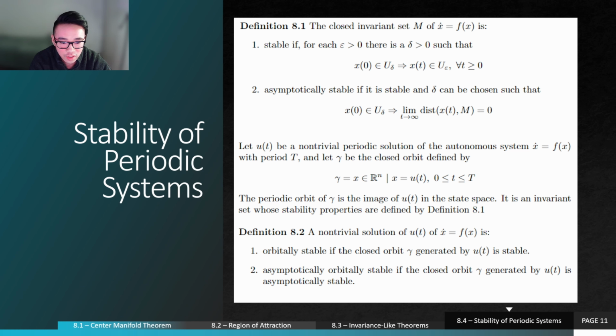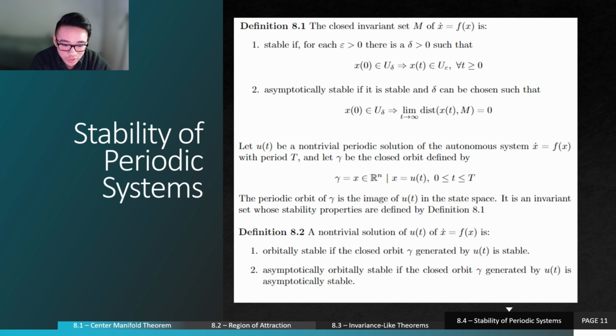Next, a little bit of setup. Let u of t be a non-trivial periodic solution to the autonomous system x dot equals f of x with a period T, and let gamma be the closed orbit defined by gamma equals the set of x in Rn such that x equals u of t for t between 0 and the period. The periodic orbit gamma is the image of u of t in the state space. It is an invariant set whose stability properties are defined by definition 8.1.